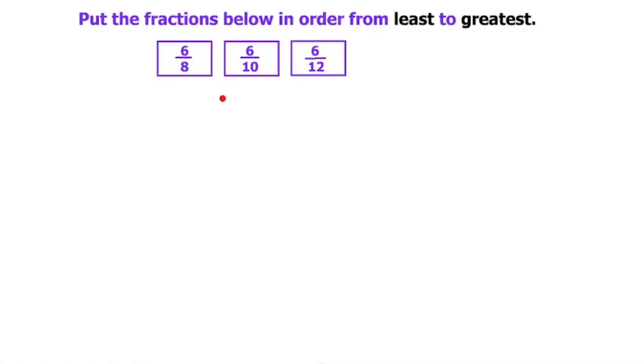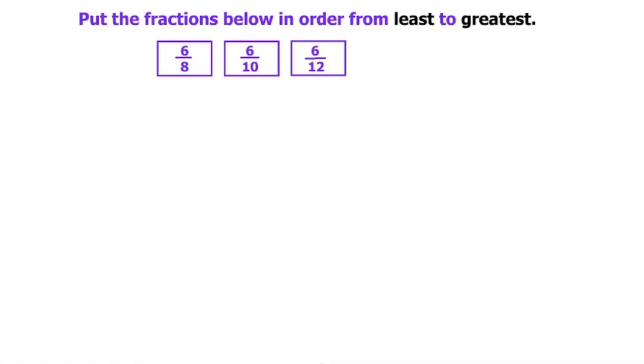So you'll notice that all of them have 6 on the top, on the numerator, and the denominator is different. So when we have something like that, it's best to use a model to help you figure it out. And eventually you're going to remember what it would be like when we have the numerator the same and different denominators. So let's try to figure this out just by looking at these models.